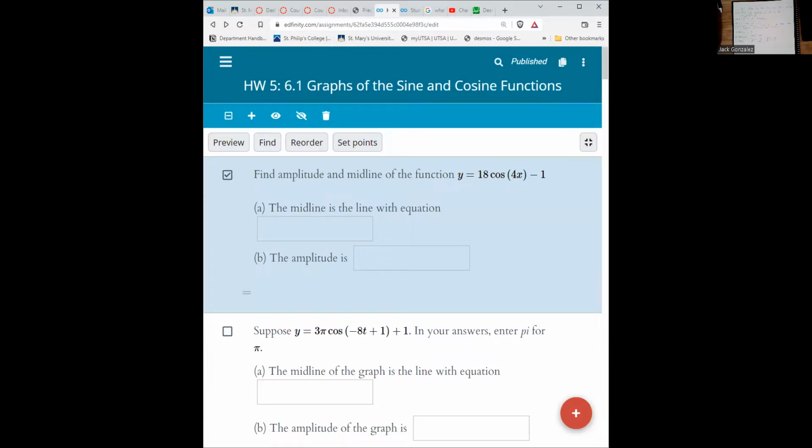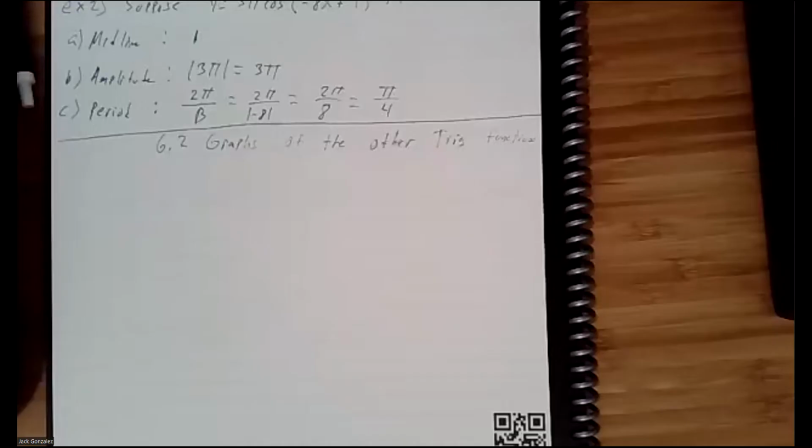Well, let's move on to 6.2. 6.1 is just sine and cosine, find the amplitude, period, midline, and phase shift. So I was just following that sheet that I gave you. Nothing crazy. There might be some extra things, but as you practice, you'll see what I'm talking about. 6.2 is the same thing, except for tangent, secant, cosecant. So I won't spend too much time on this, but just really quick, let's do a few so you can see the idea.